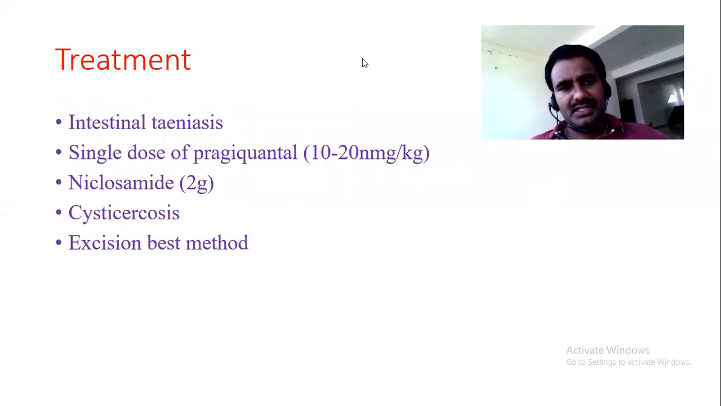So treatment of intestinal taeniasis is with a single dose of praziquantel, that is 10 to 20 milligram per kg body weight. Niclosamide is 2 gram. For cysticercosis, excision is the best method. That is the excision of the cyst, the best method for removal.